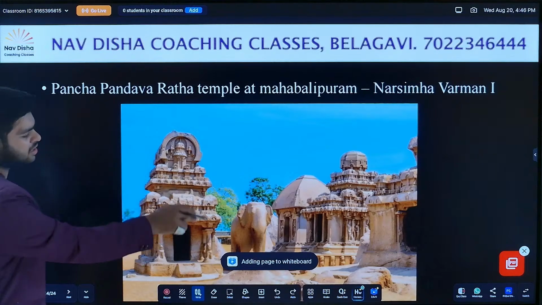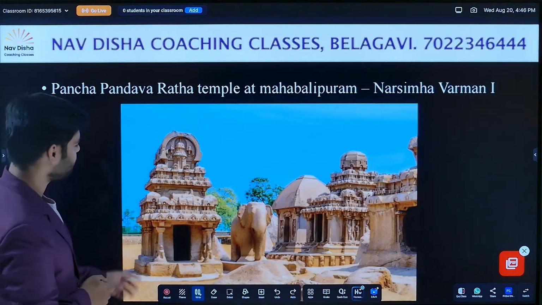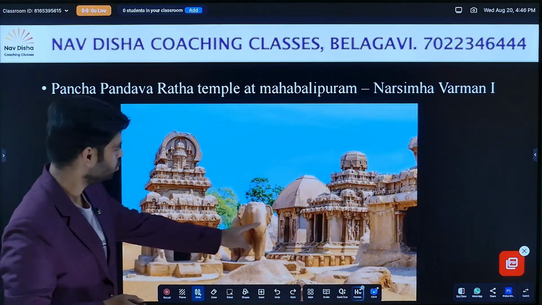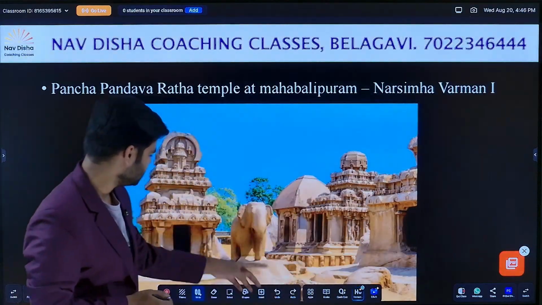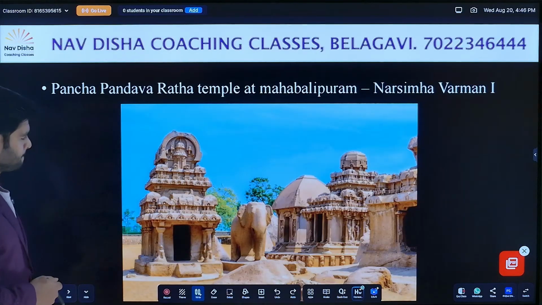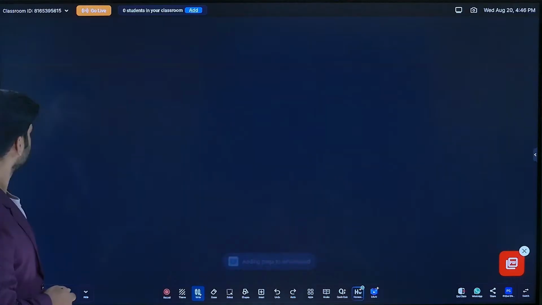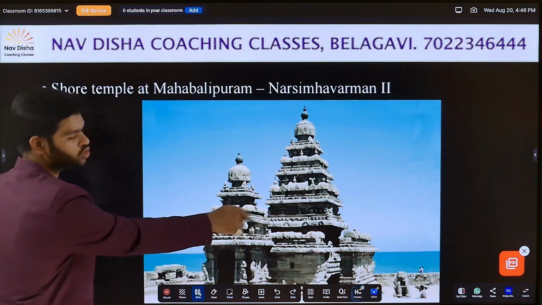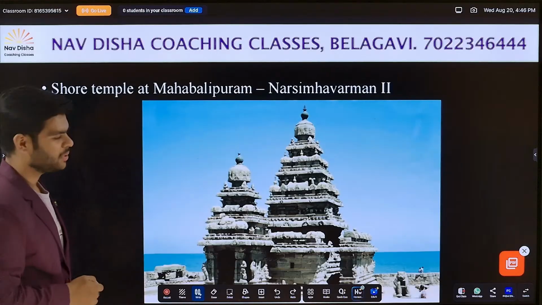Next, Panch Pandav Ratha temple. We have already seen. I have shown this image from other side. Understood? See here, 1, 2, 3, 4, and one temple is that side. This elephant, there it is lion. Next, Shore temple at Mahabalipuram. It is there on the shore, seashore.